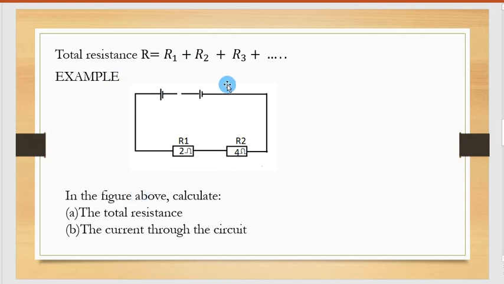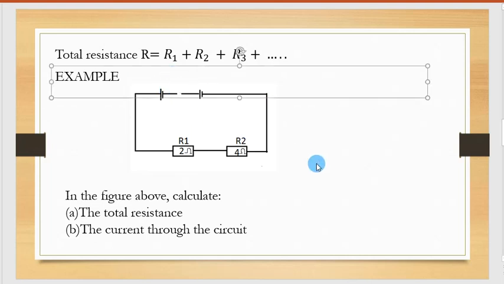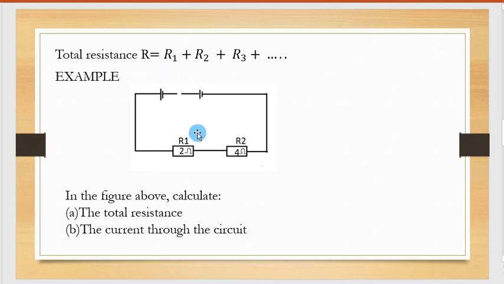We have an example here. It says, in the example above, A, calculate the total resistance in the figure above, and B, the current through the circuit. We have a circuit here where we didn't indicate there was supposed to be 12 volts. Here the battery had 12 volts. I'll show it when we are answering. So we are supposed to find, first of all, the total resistance of the circuit, then B, the current through the circuit.